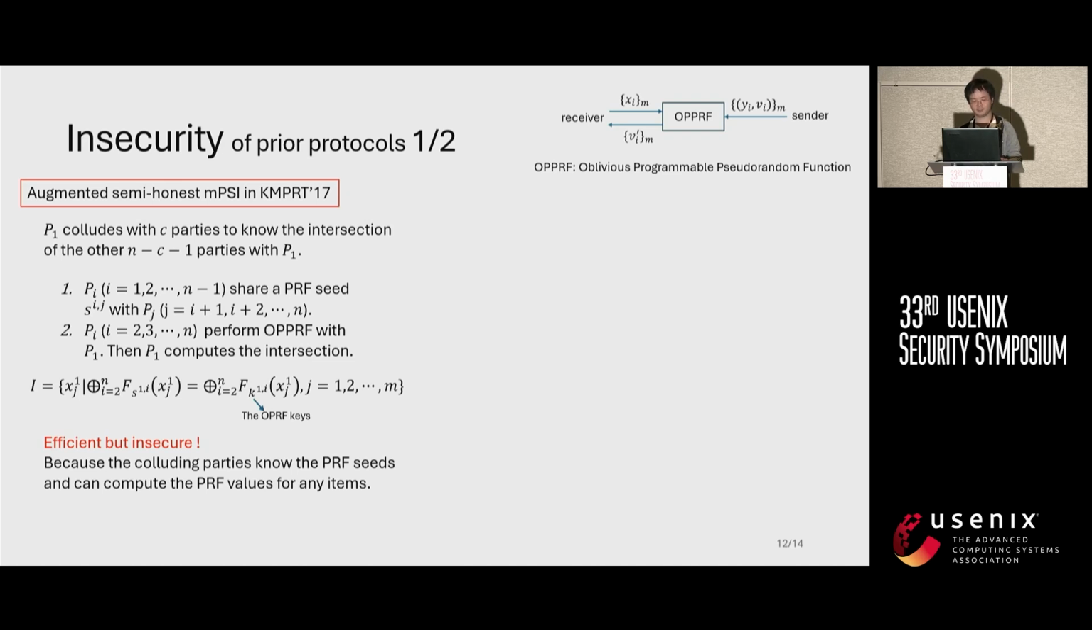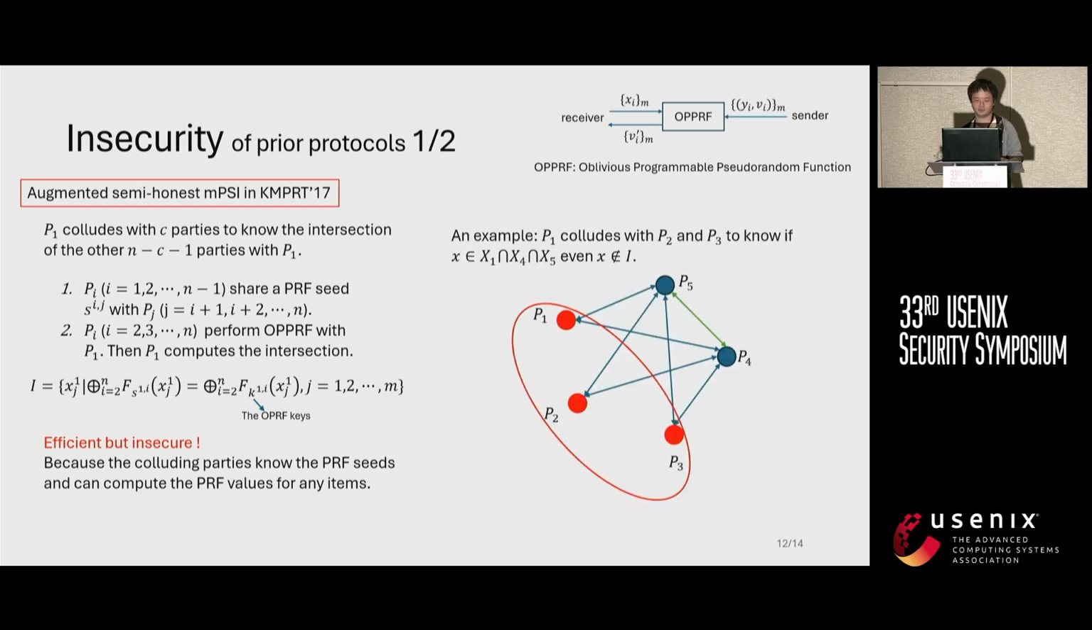In the second stage, they run OPPRF with P1. Then P1 will add all values together. If the value of one common item is 0, they deduce that this is a common item. So that is how they build their protocol. But this protocol is insecure. Like what I just mentioned, only the items in the intersection should be disclosed, but by utilizing their protocol, this is not the case.